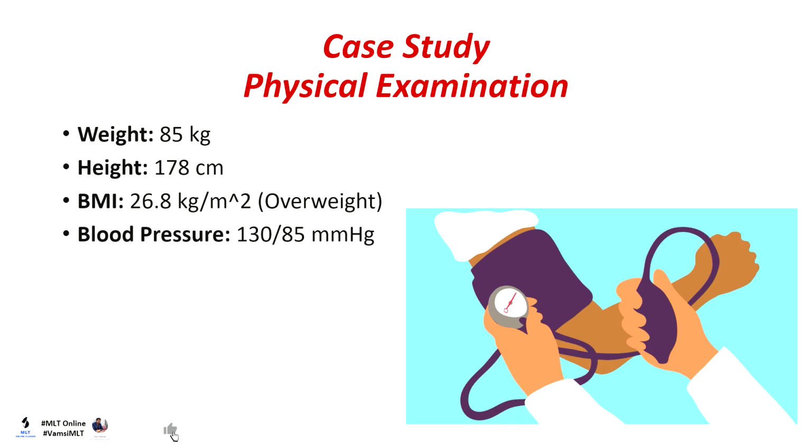Physical examination. Weight: 85 kilograms. Height: 178 centimeters. BMI: 26.8 kg/m², overweight. Blood pressure: 130/85 mmHg.